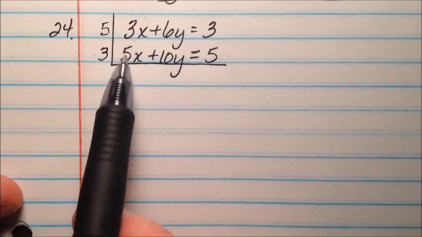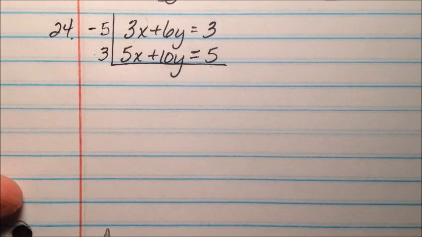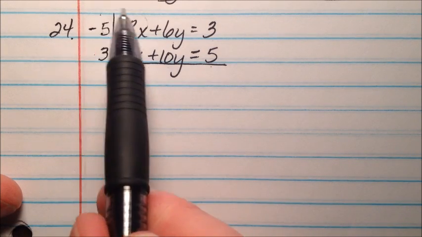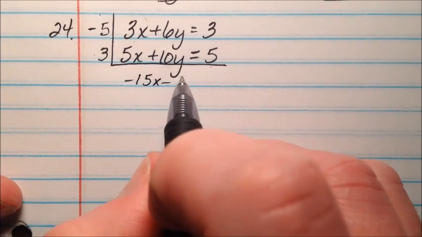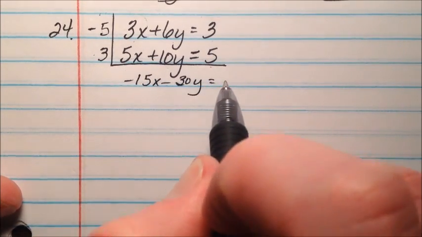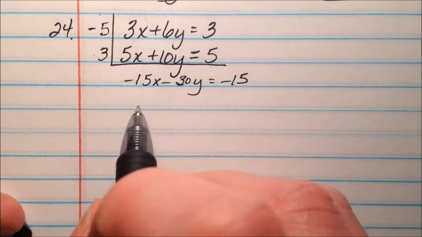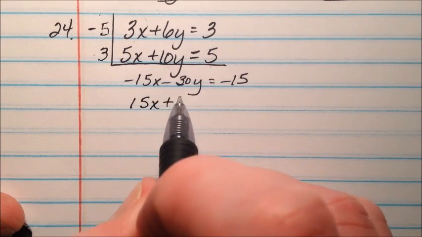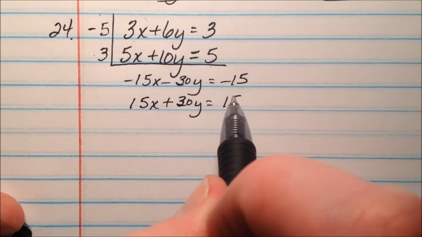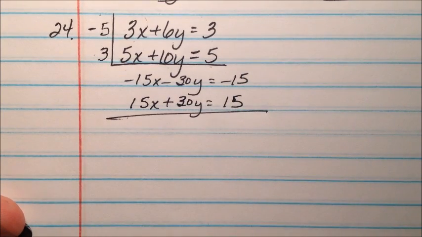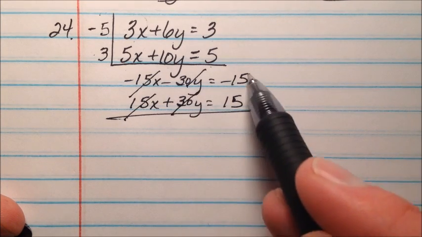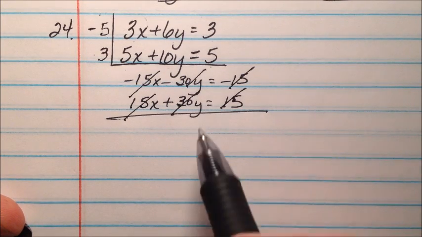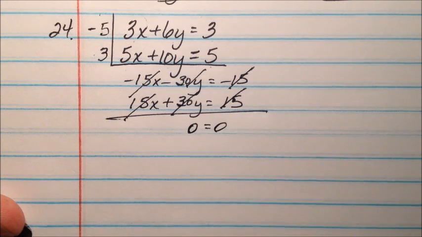But both of these are positive, which means one of these is going to have to be negative, so I'll make my 5 a negative. When I distribute, I'll have a negative 15x minus a 30y equals negative 15. I'll also have a 15x plus 30y equals positive 15. Well, hey, look at that. My x's will cancel, and actually my y's cancel as well, and my constants cancel. So I'm left with 0 equals 0 on both sides.